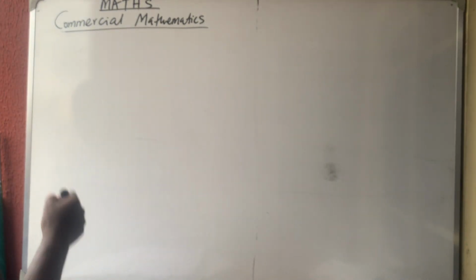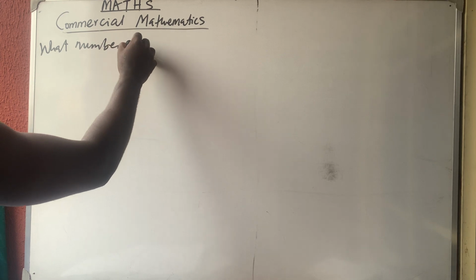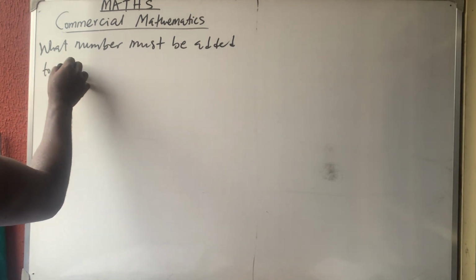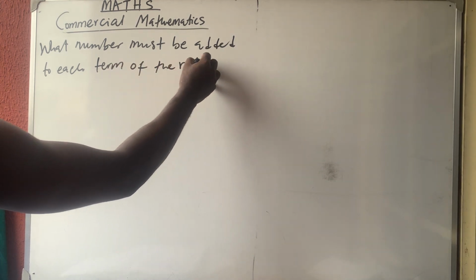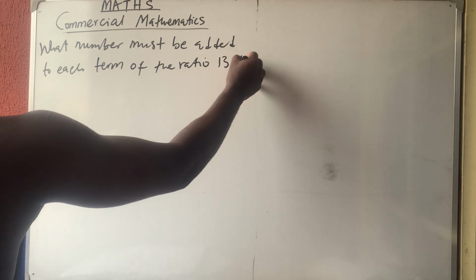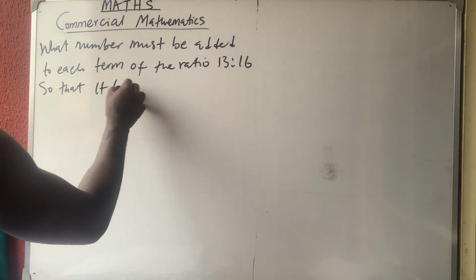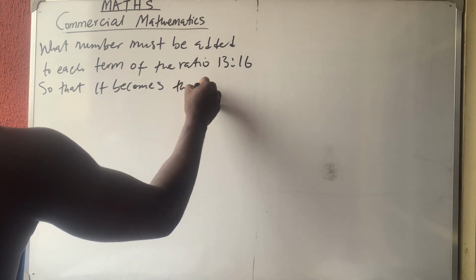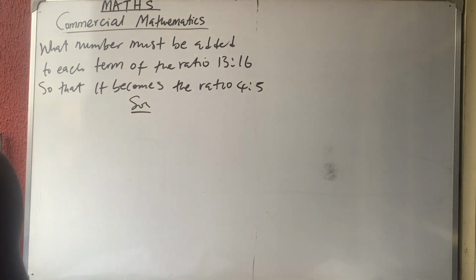All right. So the next one said, what number must be added to each term of the ratio 13 is to 16, so that it becomes the ratio 4 is to 5. All right. Solution.